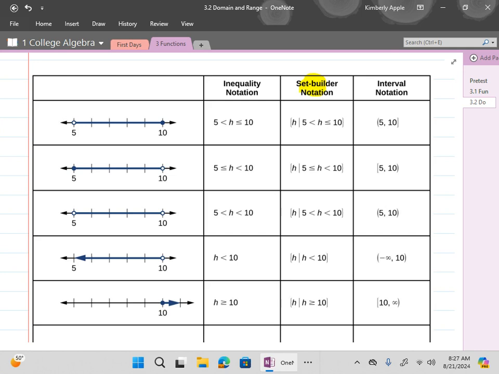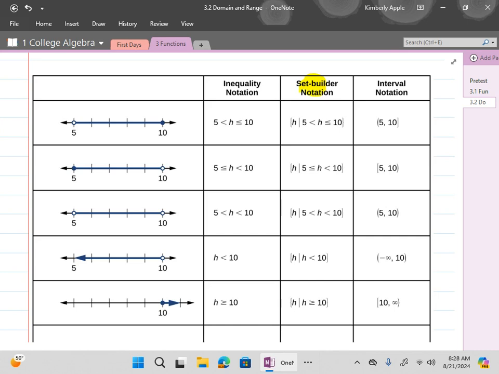So if we're looking at this first example, here it is on the number line. We do not include the 5. It's got an open circle, right? This is an open endpoint, which means that in the interval notation, we will use the parentheses. 10 is a closed circle. It is included. We will use the bracket. Inequality notation is pretty straightforward. H is between 5 and 10, not including 5, but including 10. Does that make sense?